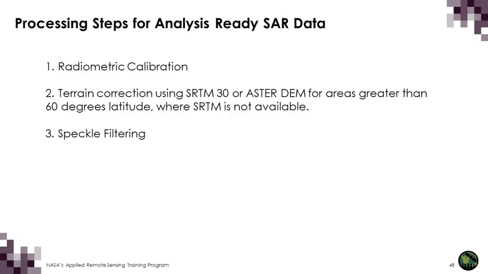So the processing steps for SAR data to be analysis ready are to apply a radiometric calibration, a geometric calibration, do the terrain correction using a digital elevation model, and then apply a speckle filter. Now, in the case of Sentinel-1 on Google Earth Engine, the data is already analysis ready, except it hasn't been speckle filtered, but we'll walk through that once we get in the demo.